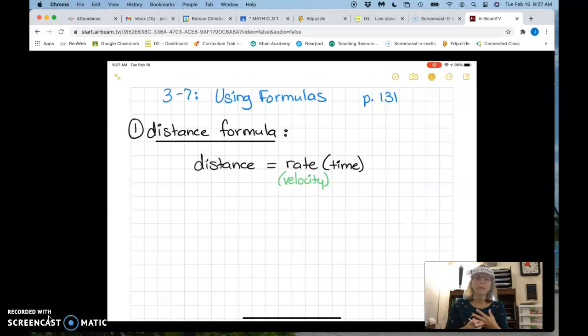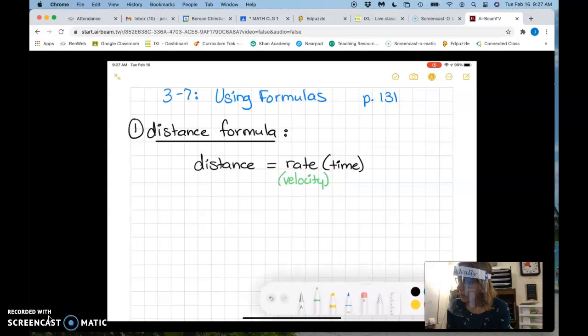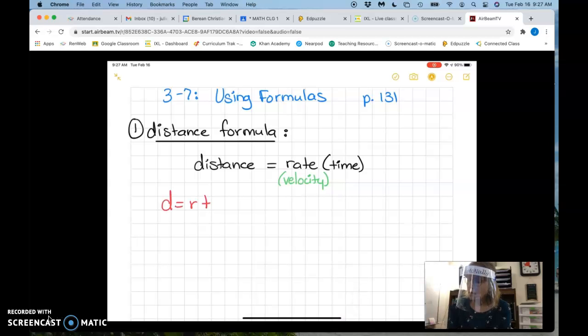I believe on IXL you're going to see velocity all the time. In your book you're going to see rate. But they both are referring to the speed that something is going. So when you write this formula, it's just going to be real short. You're using the first letter of each word to stand for each word, and it's D equals RT. And remember, when two things are written next to each other, it means multiply. So R and T being next to each other means you're going to multiply those two things.